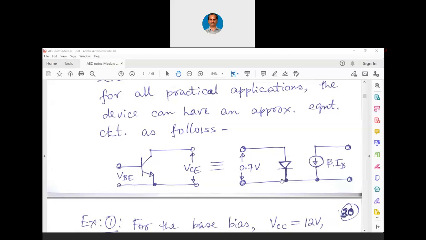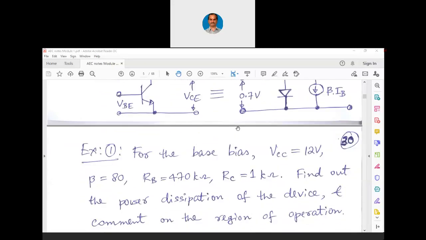This type of model started from the Ebers-Moll model. It was one of the fundamental models which the scientists developed for analyzing the transistor circuitry. Later on, we are going to have an analysis of the transistor circuitry. There, such models are going to be helpful for us. We will be seeing those models later on. Let us see an exercise.